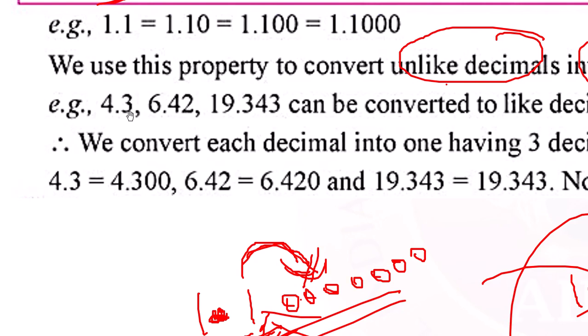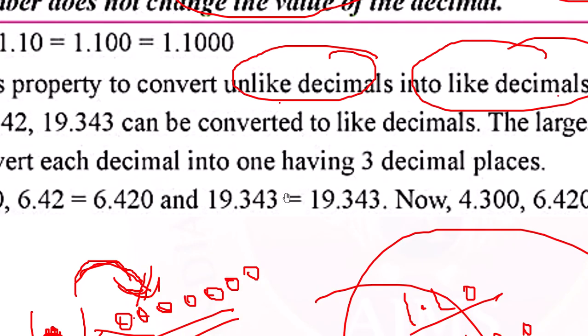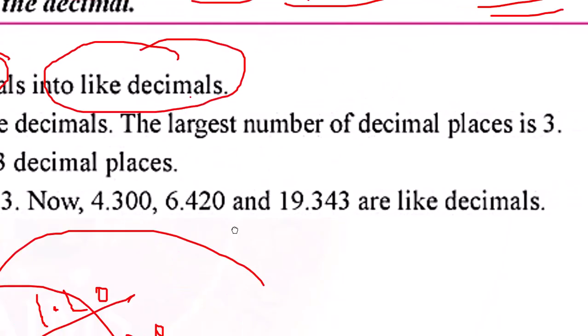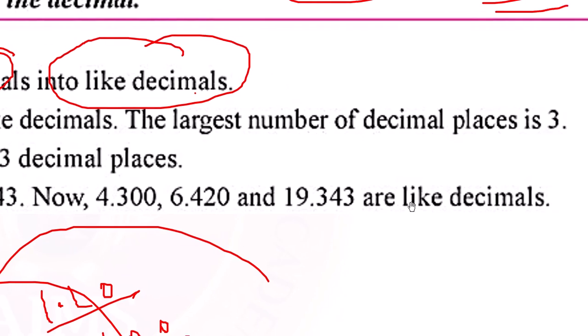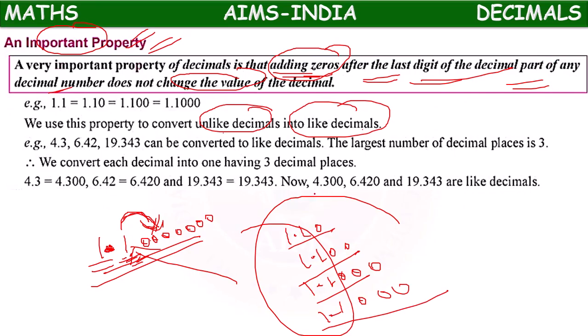So here 4.3, we can keep 2 zeros, so 3 places. 6.42, we can keep 1 zero, 3 places. 343, already we have 3 places. Now these three, 4.300, 6.420, 19.343, all have 3 decimal places. So they are like decimals.